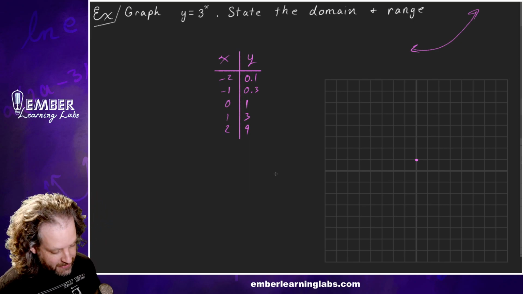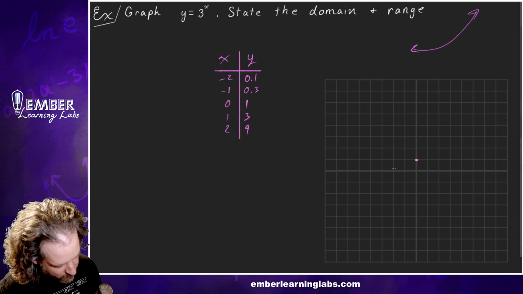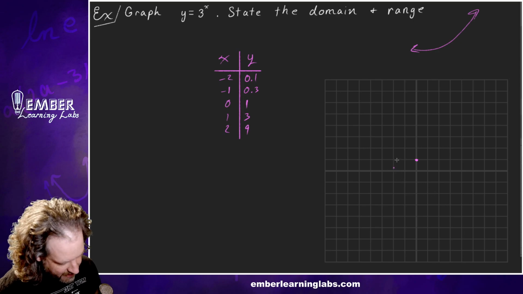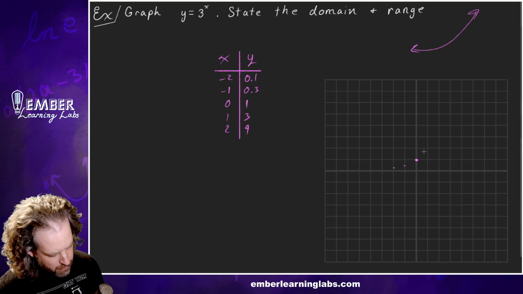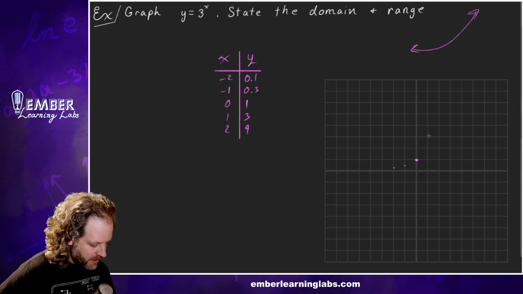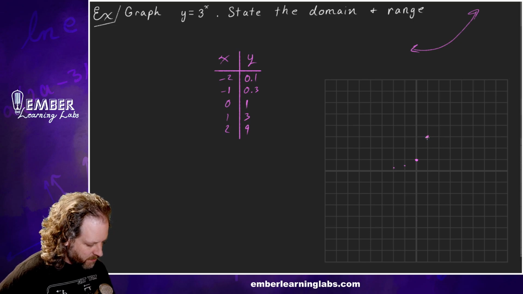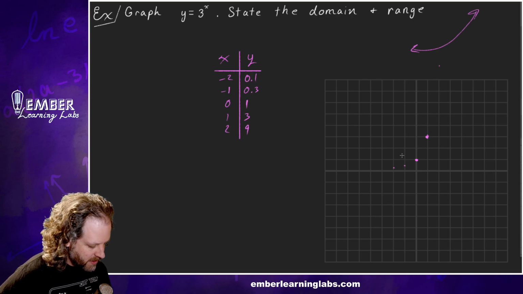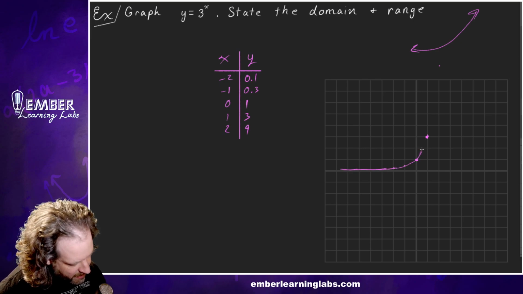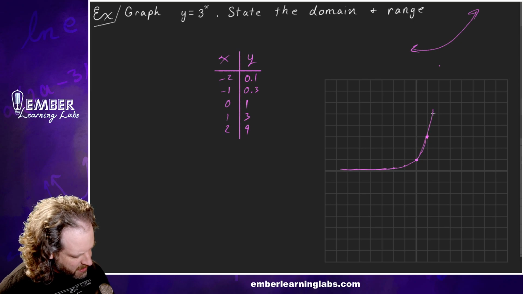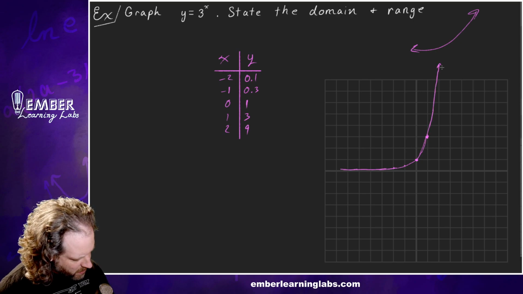So now let's plot these points. So (-2, 0.1) is something like that, and (-1, 1/3) is something about like that. (0, 1) we've already got on here. (1, 3) is right here. On my graph I've only got 8 spaces, so (2, 9) is something like that, right? So this is going to ultimately look something essentially like this.